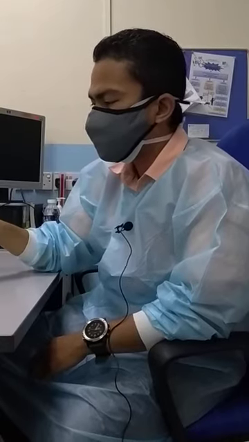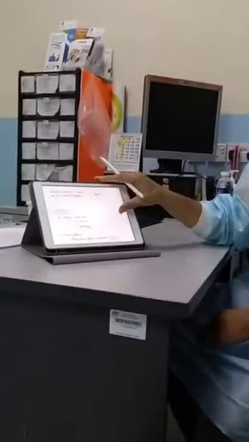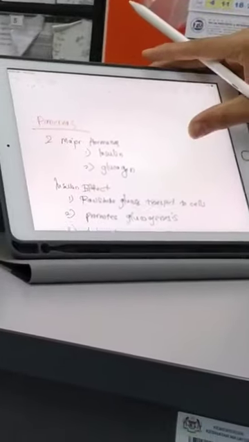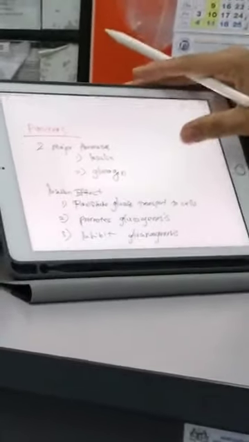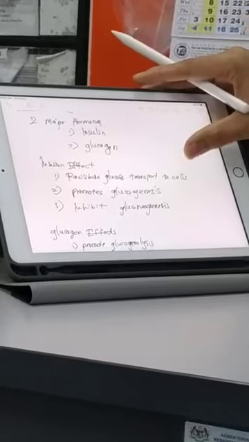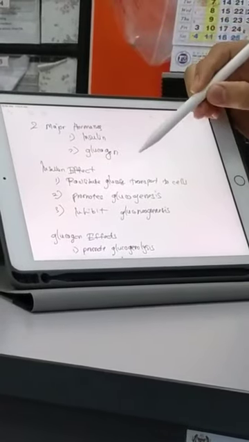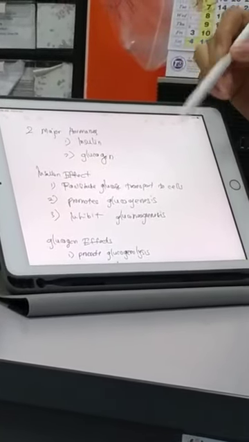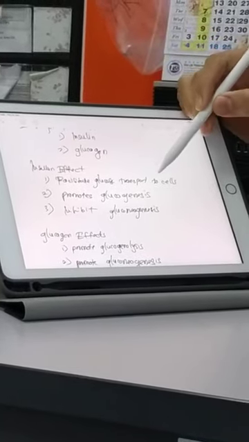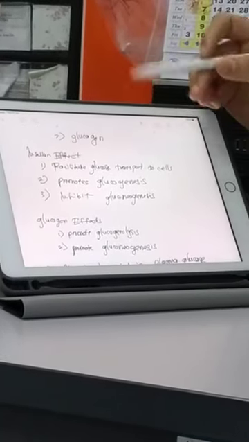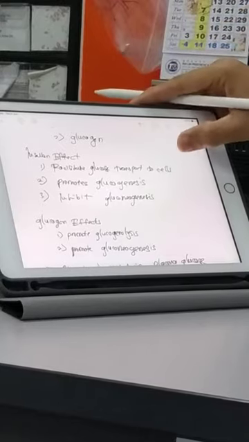So the fourth organ is the pancreas. In the pancreas we have two major hormones, which are insulin and glucagon. The insulin effect is that it facilitates glucose transport to the cells and promotes glycogenesis, and also inhibits gluconeogenesis. Okay.